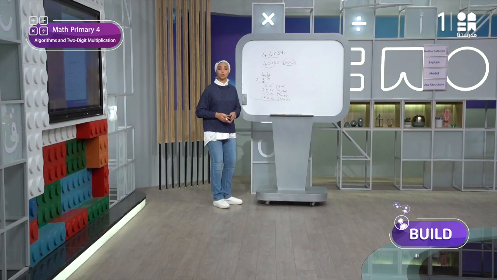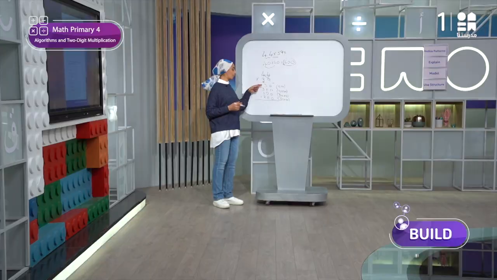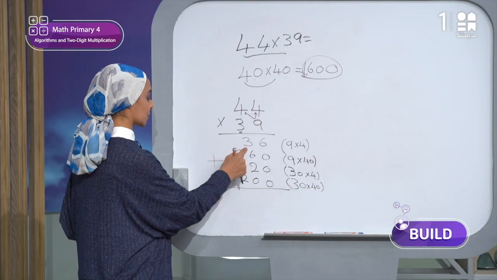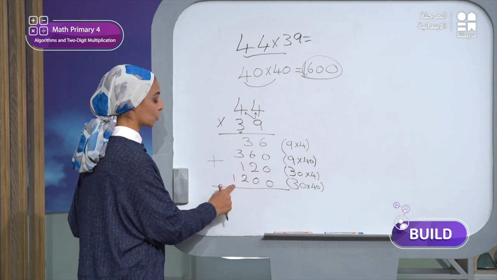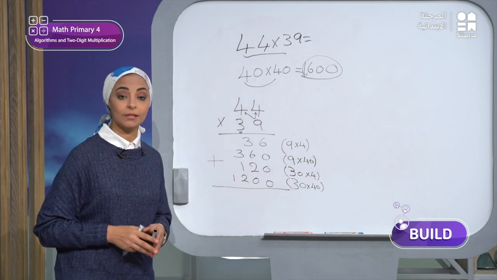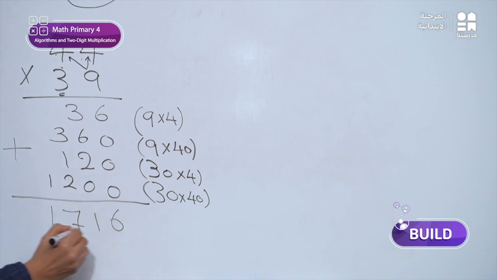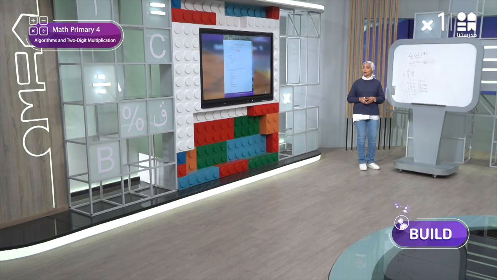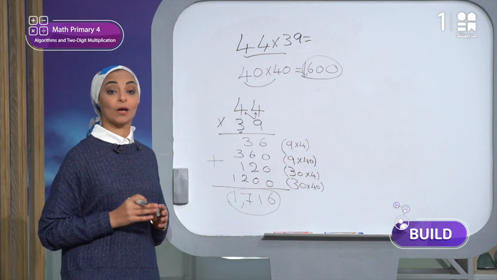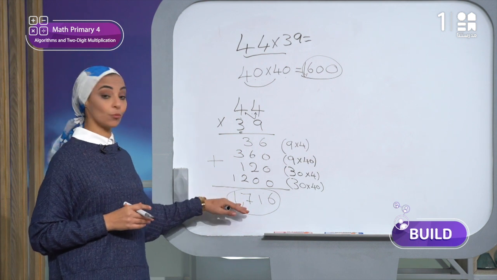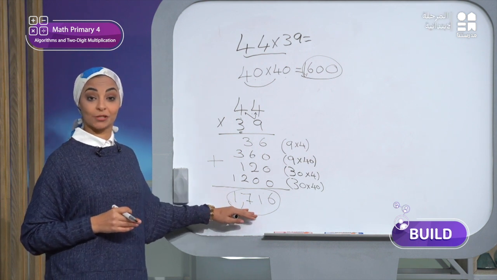Then what should I do? I will add all the partial products I have. So when I make 36 plus 360 plus 120 plus 1,200, the answer will be 1,716. And this will be the final answer. Now it is the same product as we have using the area model. If we use the area model, we will find exactly the same answer.